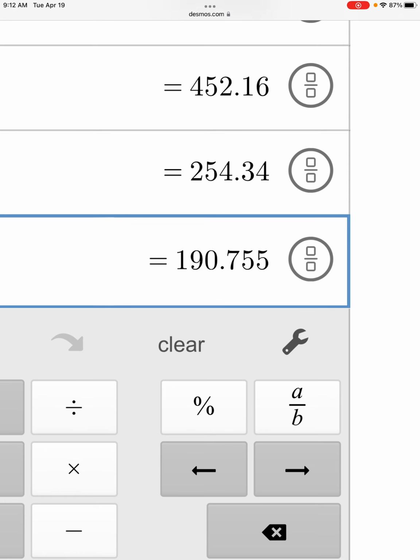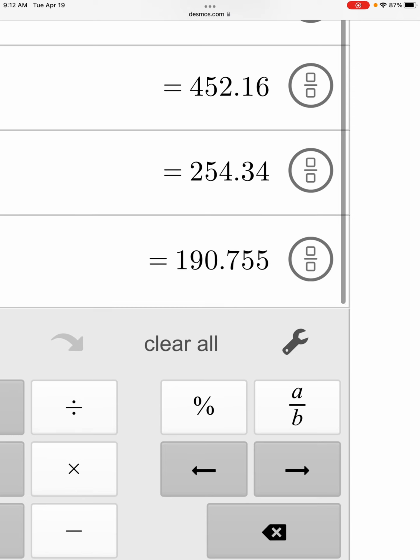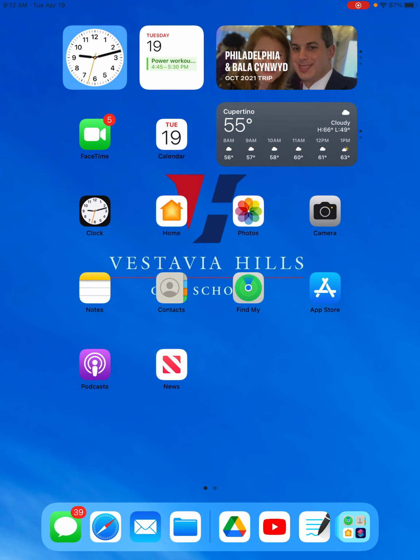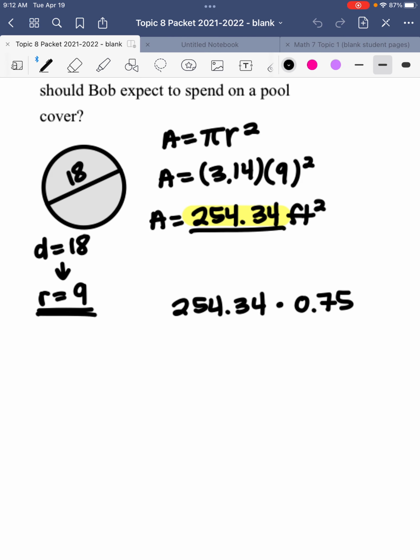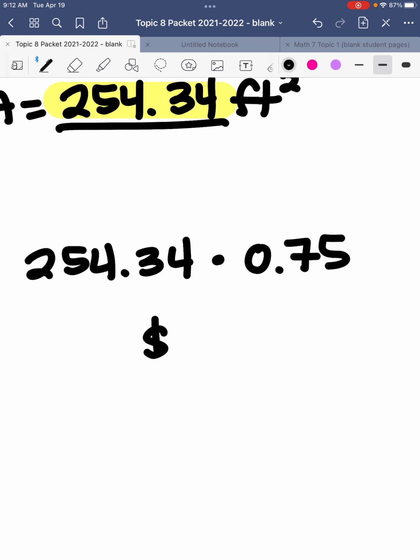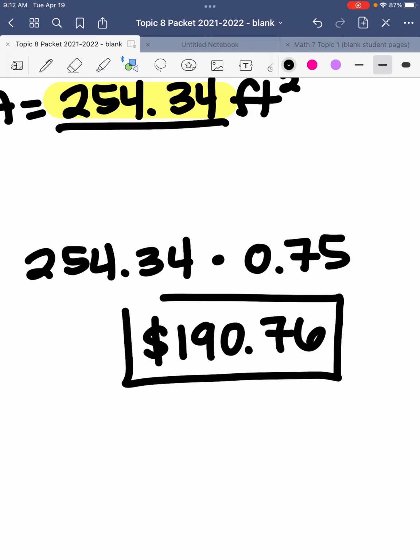190.755. But I know that money only has 2 decimal places. So I need to cut it off after the second decimal place, right? So because my last decimal place, the third one, is a 5, I'm going to round up. So 190.76 is about how much he would expect to pay. So oops, I don't know what just happened there. We're expecting that he will pay $190.76. And that right there is our answer.